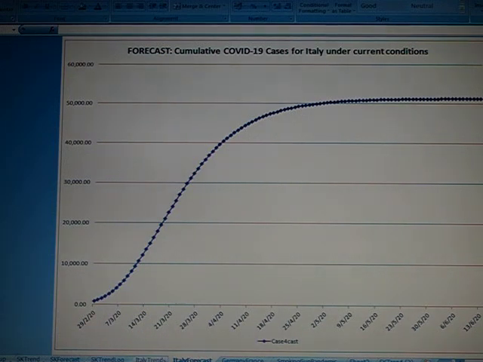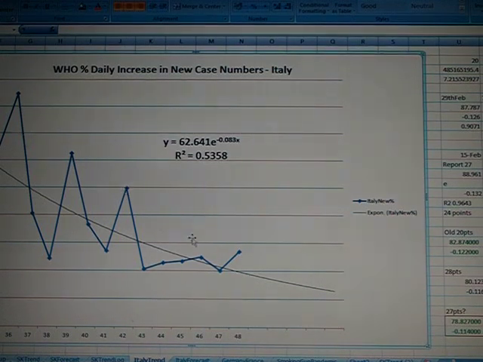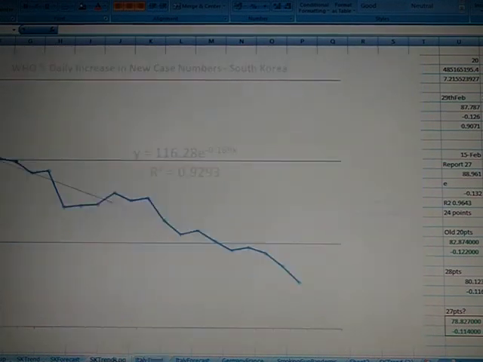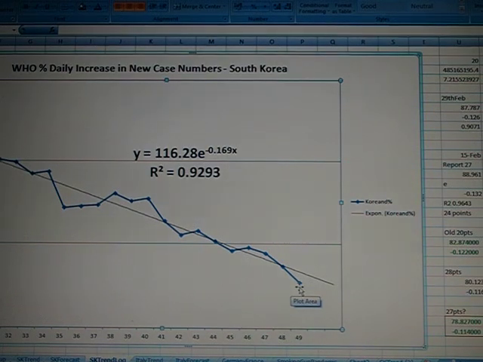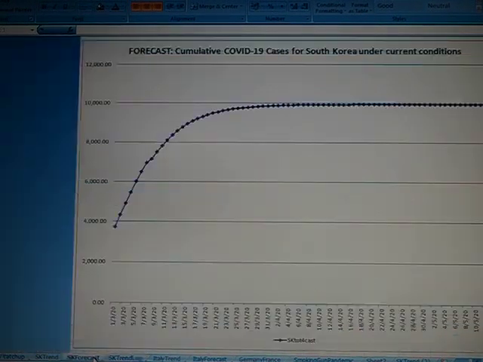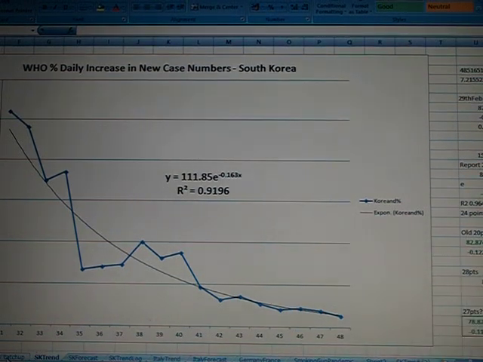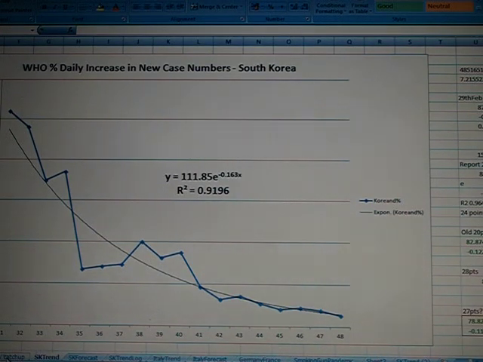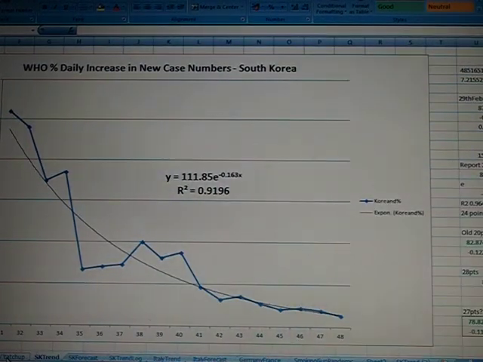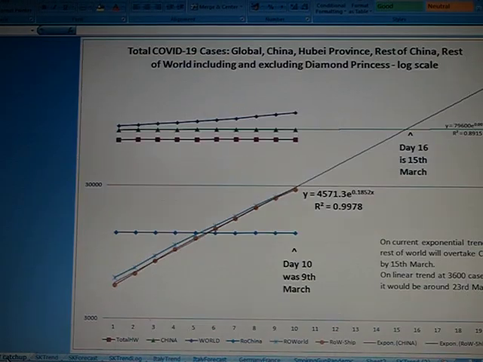You've got Italy. My Italy forecast stands at 50,000 cases. The Italy trend, the percentage trend, is falling a bit, but it's still over 20%. The South Korea trend is falling below 10%, and that gives me a forecast of 10,000 cases for South Korea. And there's the trend on a linear graph, which is a lot better than the trend for Italy, which is why actually the South Korean forecast, even though they have an equal number of cases to Italy at several thousand, comes to 10,000, whereas the Italy forecast is at 50,000, because this rate is much higher for Italy. The percentage daily increase is much higher for Italy.